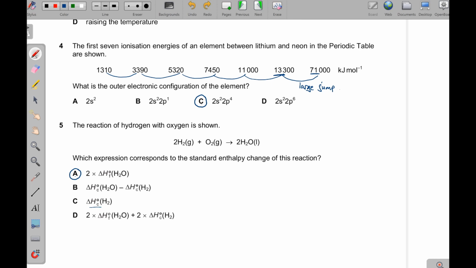And even here it is enthalpy change of combustion of hydrogen. If you are combusting hydrogen, then it has to be 1 mole. But these are 2 moles. You see that? 1 mole of a compound that is completely burnt in oxygen. That is what we call standard enthalpy change of combustion.